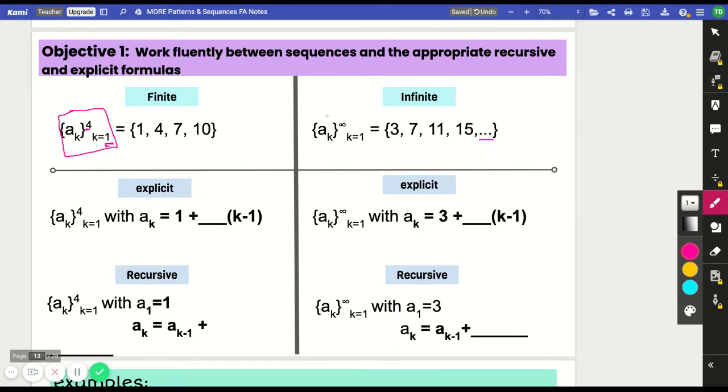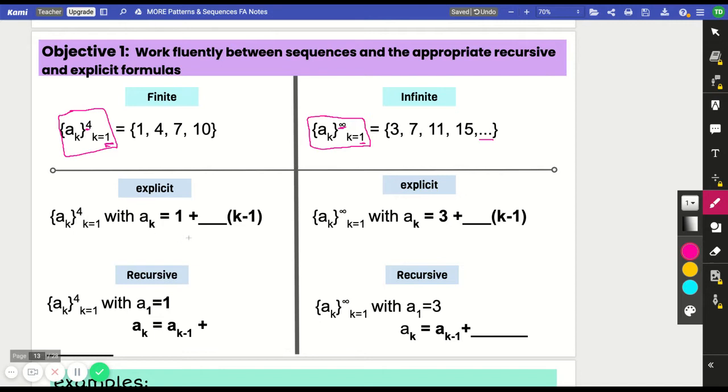And you can see that here as well when we look at the infinite side. This is talking about the term number. This infinite sign means that it's going on and on and on. It doesn't end. And the sequence starts with the first term.